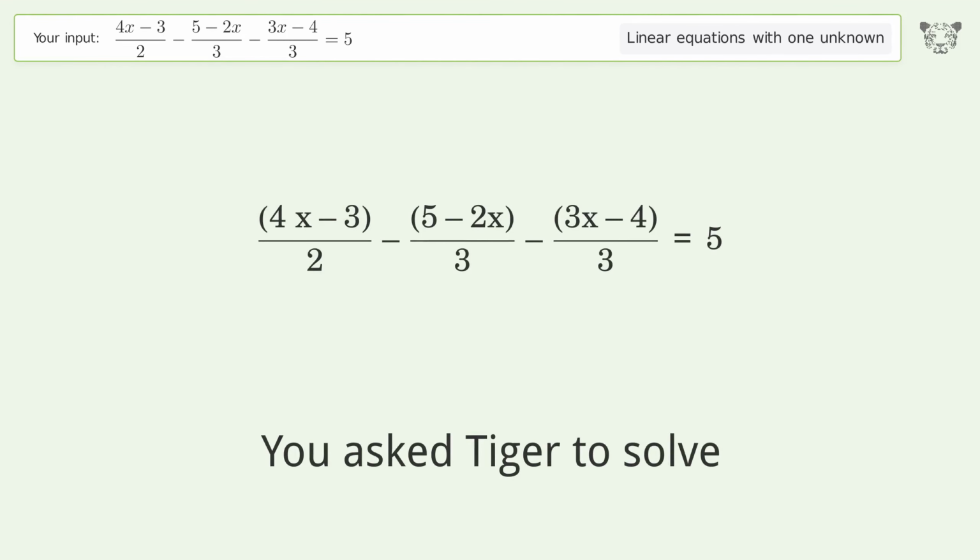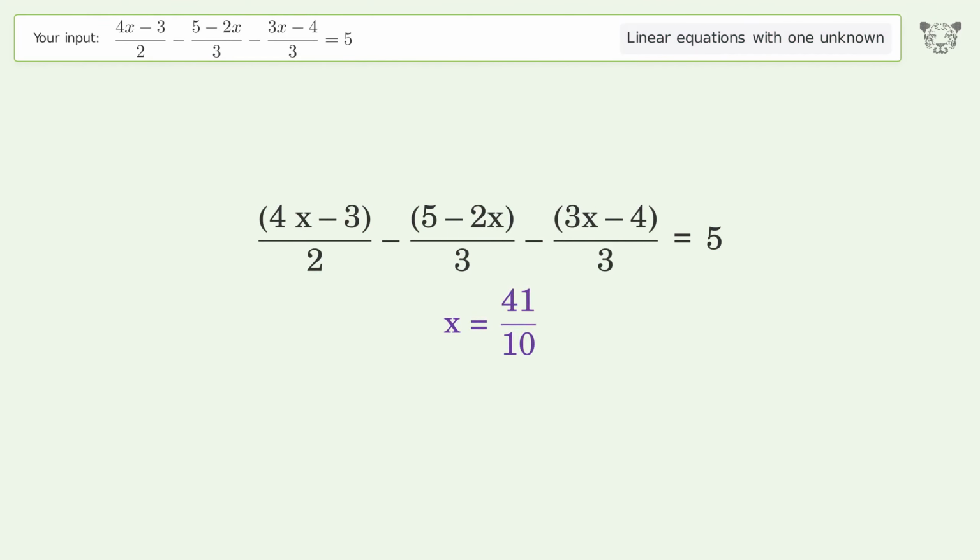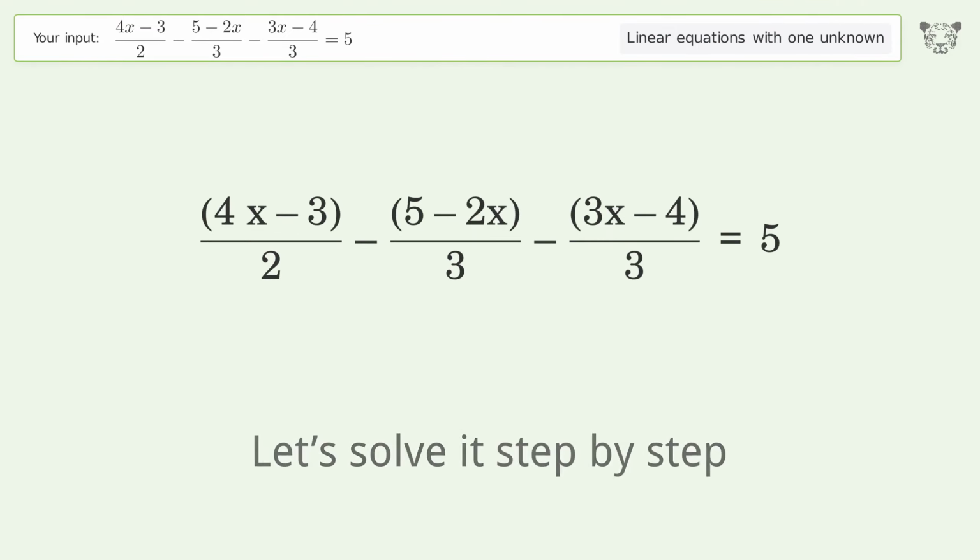You ask Tiger to solve. This deals with linear equations with one unknown. The final result is x equals 41/10. Let's solve it step by step.